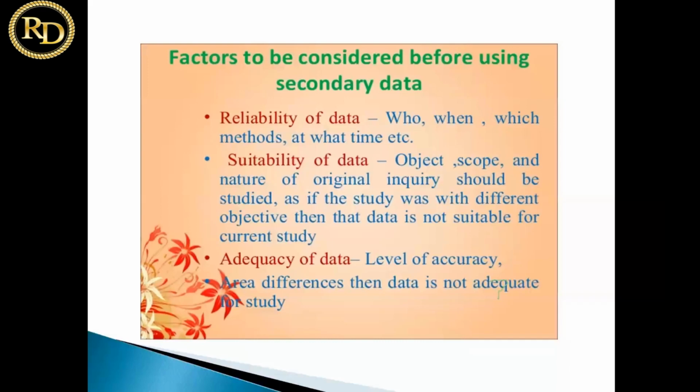Suitability of the data: the object, scope, and nature of the original inquiry should be studied, as if the study was with a different objective, then that data is not suitable for the current study. And the third very important aspect while considering the secondary data is the adequacy of the data. Level of accuracy, area differences, then data is not adequate for a study, because it must be matching with the study.